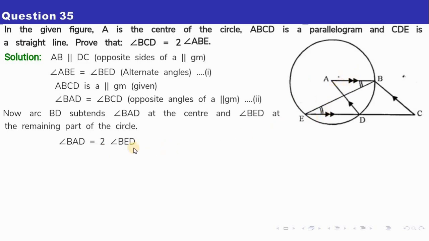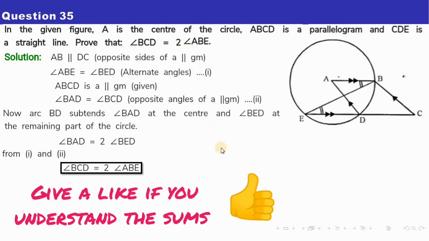Let us make use of 1 and 2 here. What is BAD? BAD is equal to BCD. Instead of BAD, I am writing BCD, and what is BED? BED is ABE. So instead of BED, I am writing ABE. So that's what we needed to prove here. Pause the video to note down.